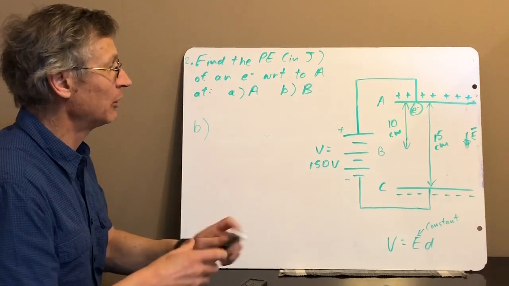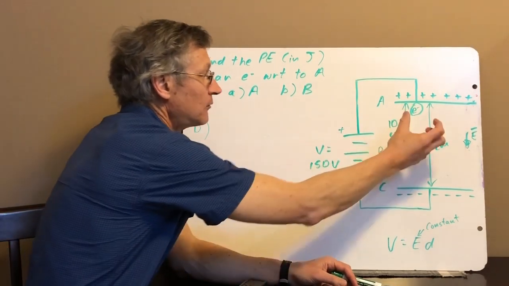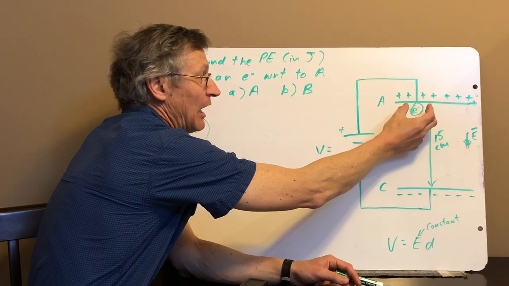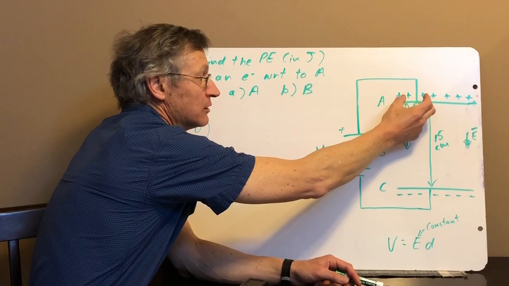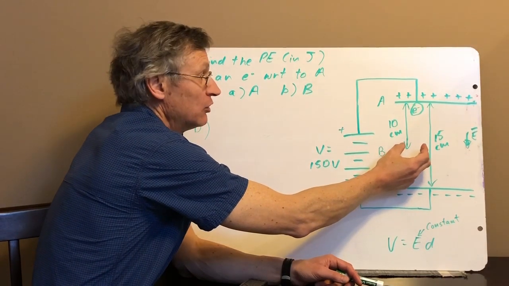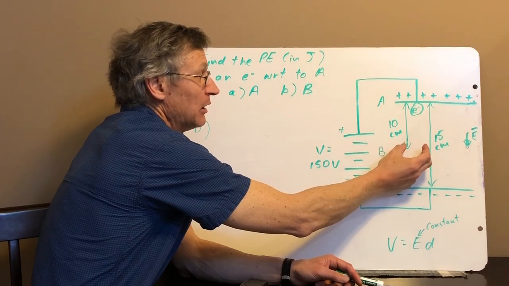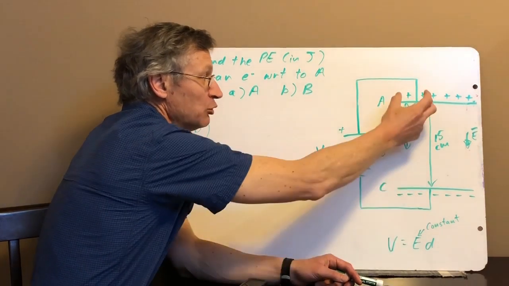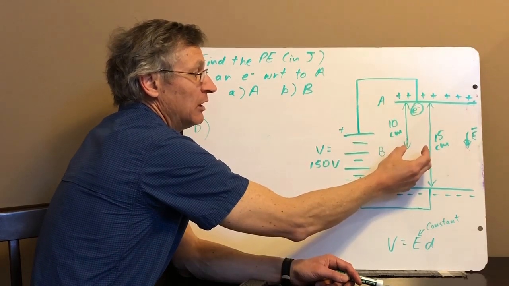So think about your electron. You've got a hold of it in position A, and then you pull it. Remember, you have to do work on it to get it to position B, because the positives are trying to pull it up and the negatives are trying to push it up. You have to do work on it to pull it in to position B.